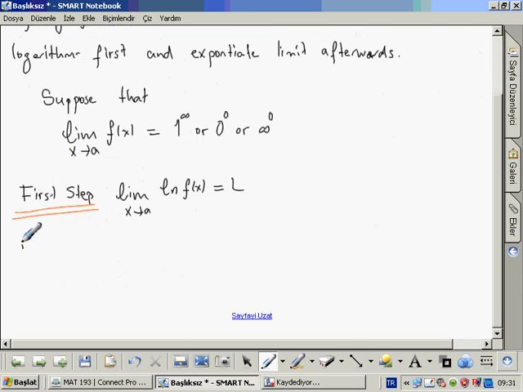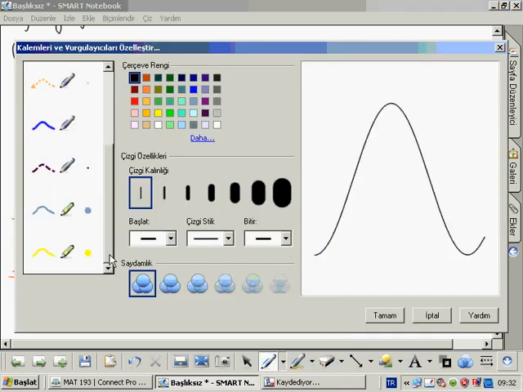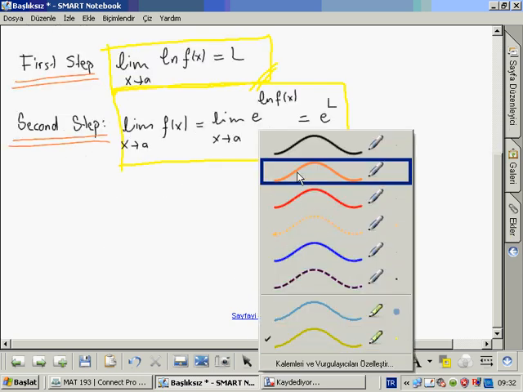And the second step: the limit as x approaches a of f of x equals the limit as x approaches a of e to the ln of f of x, which equals e to the power of L. Don't forget these steps.